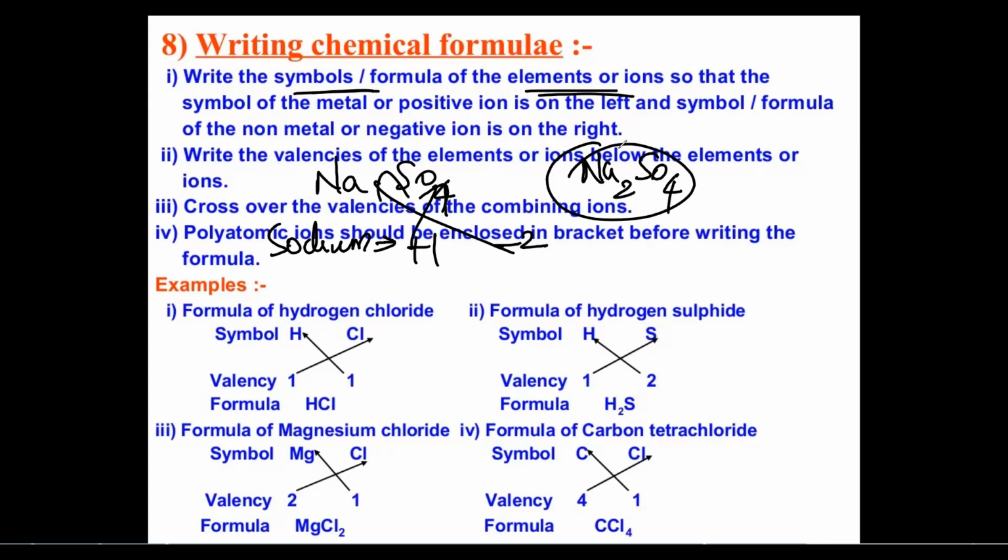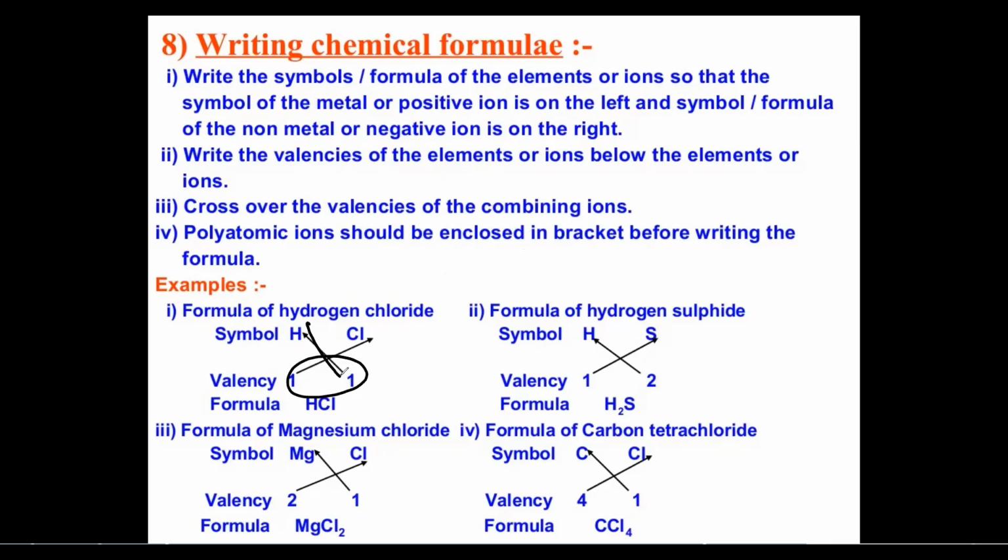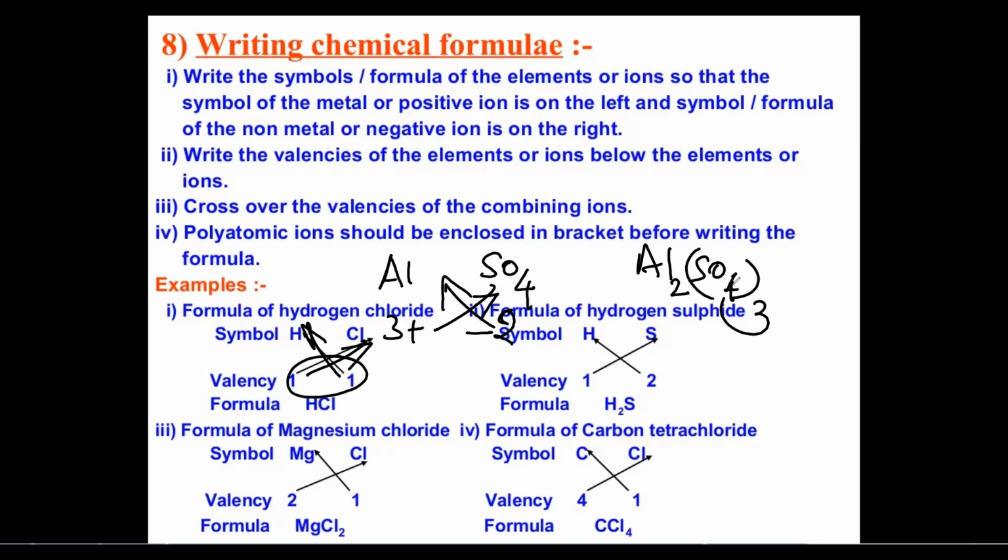When a compound is formed, you have to write the corresponding valency and cross it. Once you cross it, you will get the corresponding formula. For example, if you take Al, which is +3, and SO4, which is -2, cross this and this, you will get Al2(SO4)3. This is the formula.